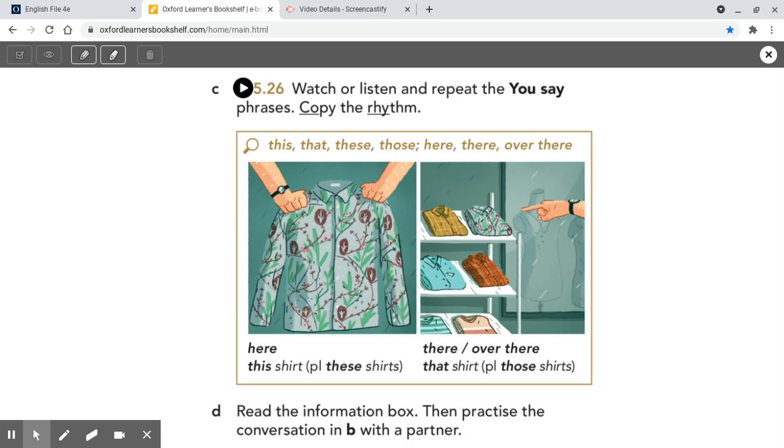Okay. So if it's here, it's this or these. And if it's there, it's that or those. Okay. Very, very easy English grammar.